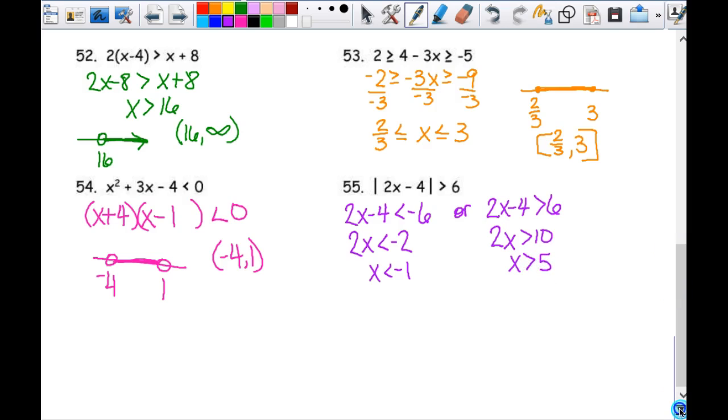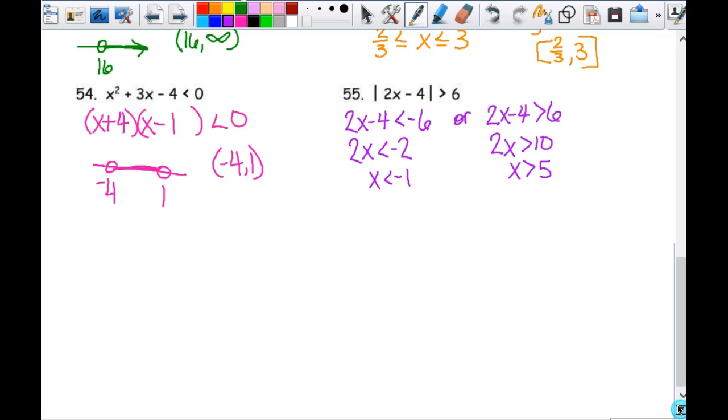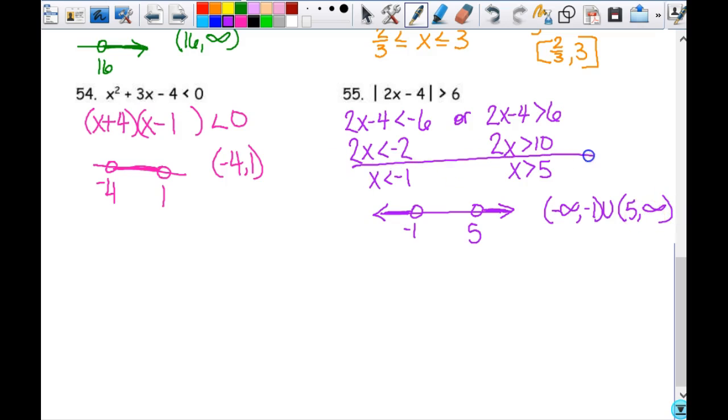All right, so my number line here is going to look like this. Here at negative 1 and 5, and going this way. So this is negative infinity to negative 1 and 5 to infinity. So kind of separate that, solve it, and all of that.